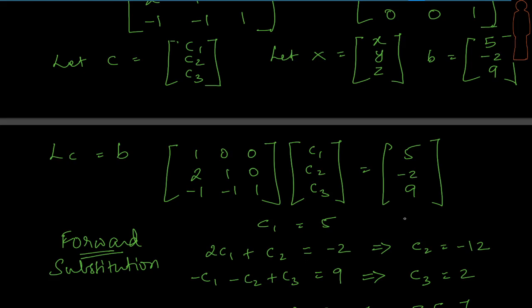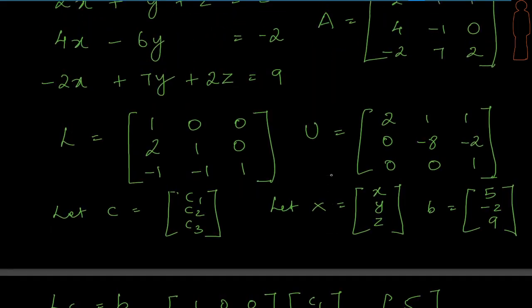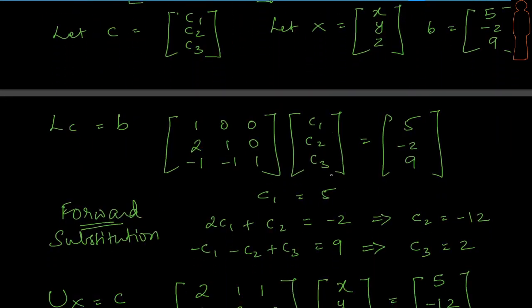And how do we solve them? Instead of saying back substitution, let us call it forward substitution. Why? Because first I have C1, I use this in the second equation, find C2. After finding C2, I use C1 and C2 in the third equation and then find C3, right? So we are calling this forward substitution. Once I have C1, C2, C3, all that's left is to solve the second set of equations, which is Ux equal to C, right?